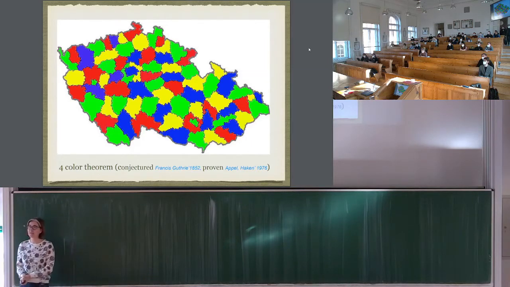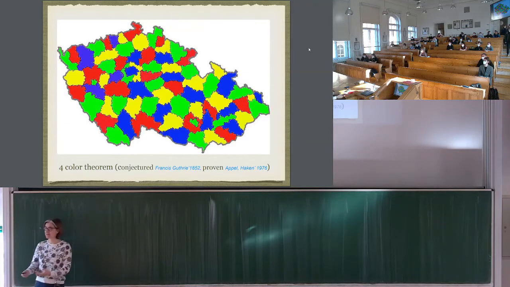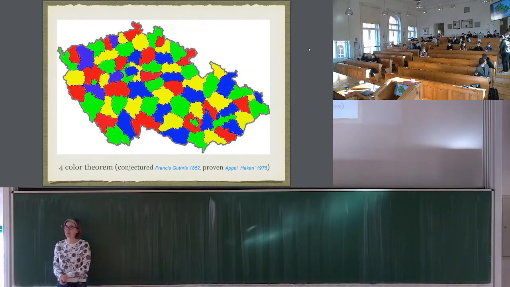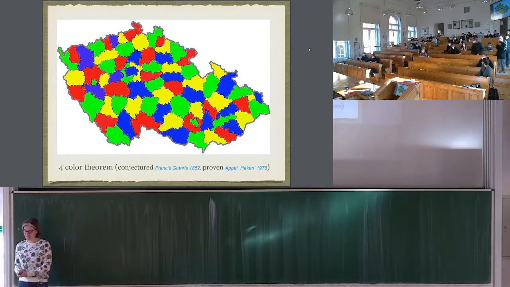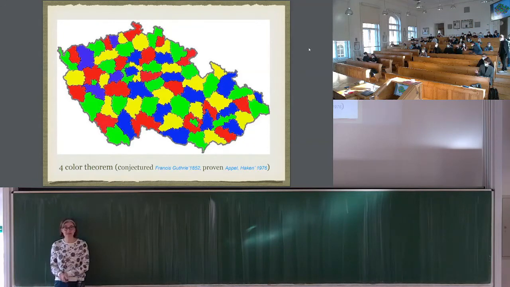And the proof that we got from Appel and Haken is one of these famous examples of computer-assisted proofs. These days we have a simpler one, but back then it was computer assisted. It's a really, really tough problem to prove something about. But I will not be talking about maps. I will be talking about graphs.